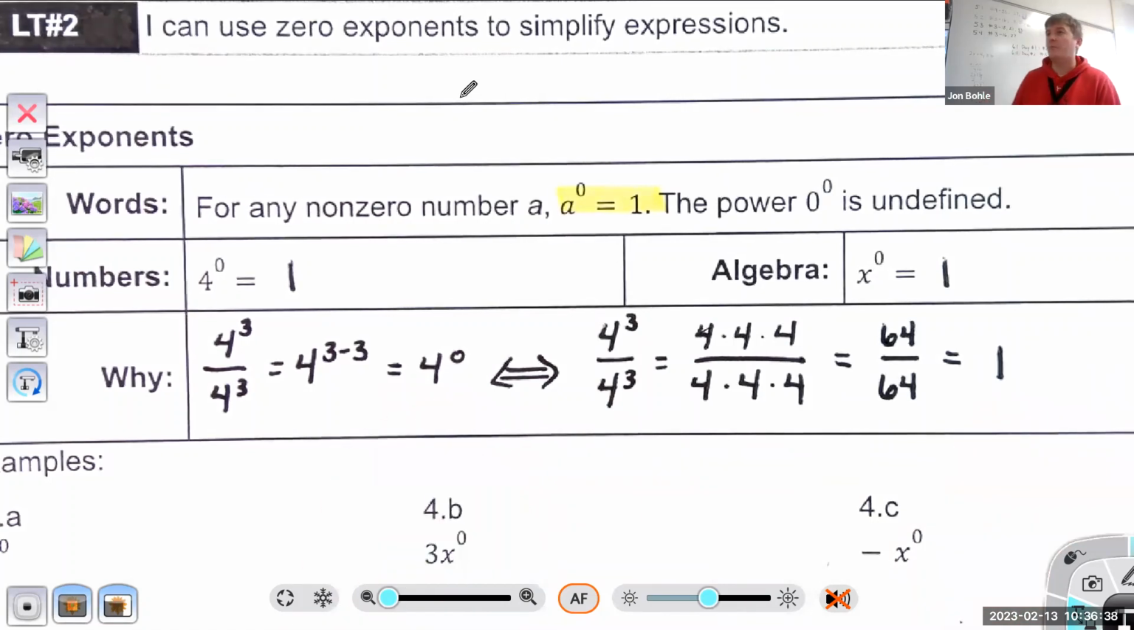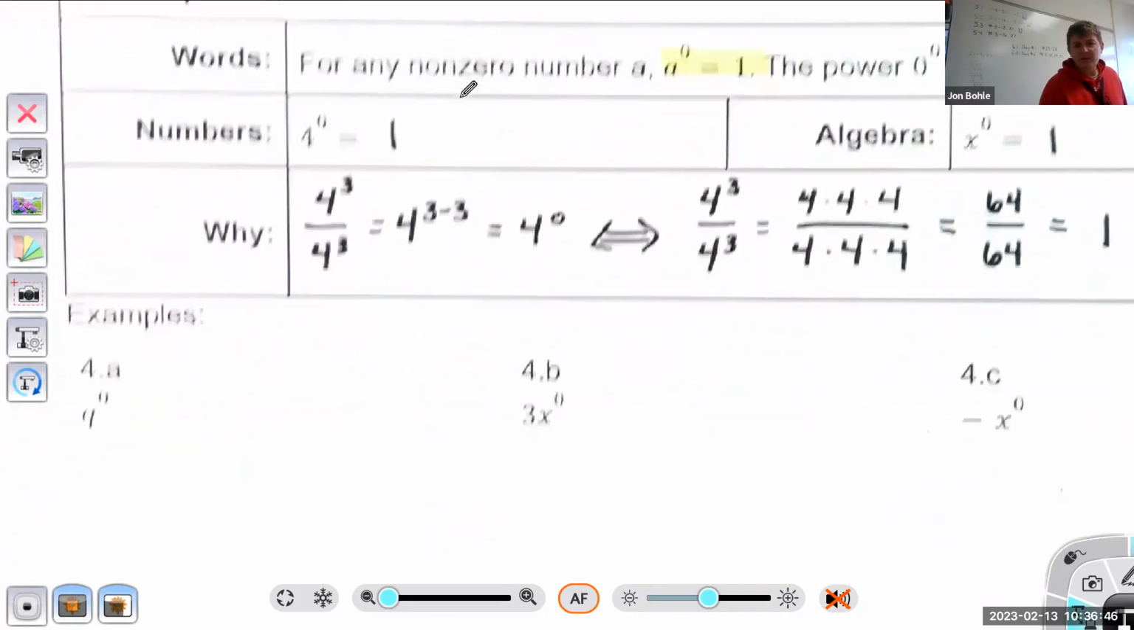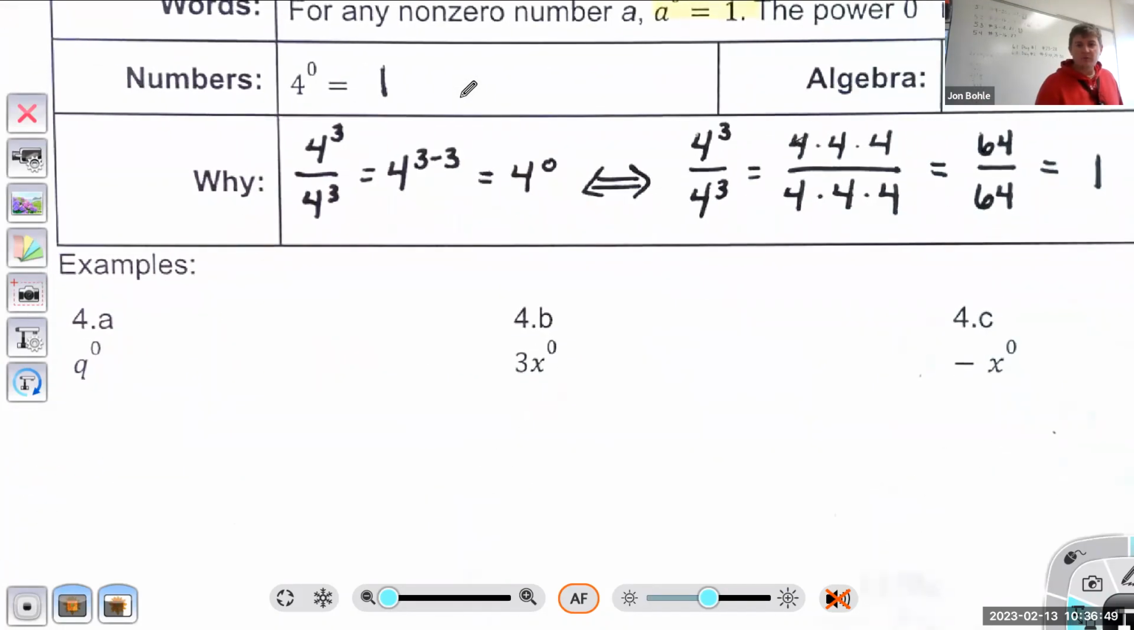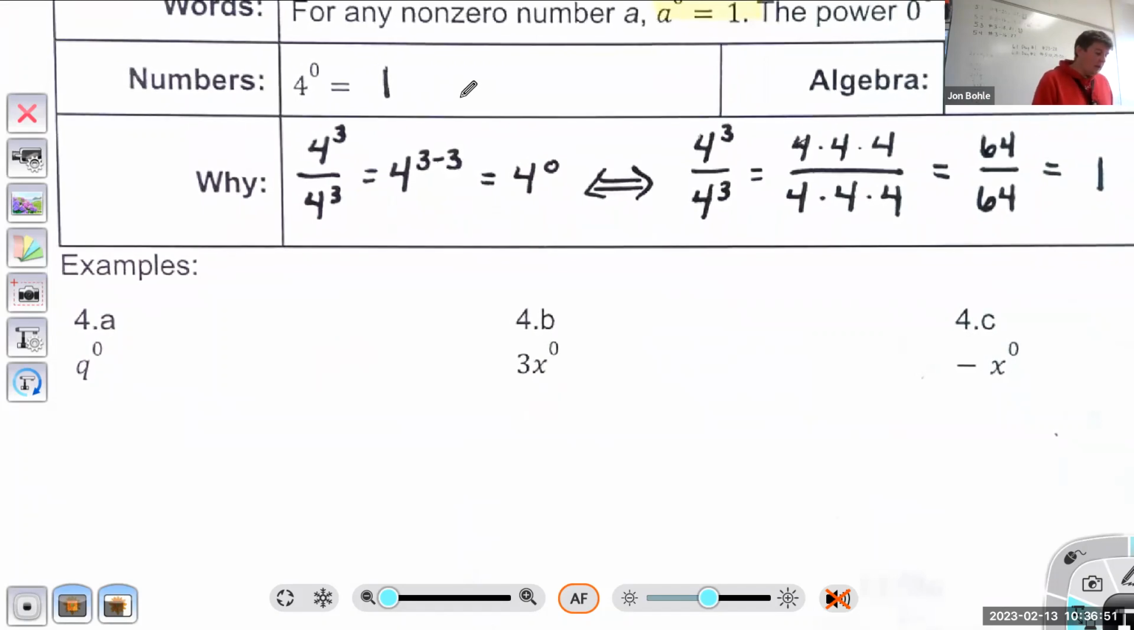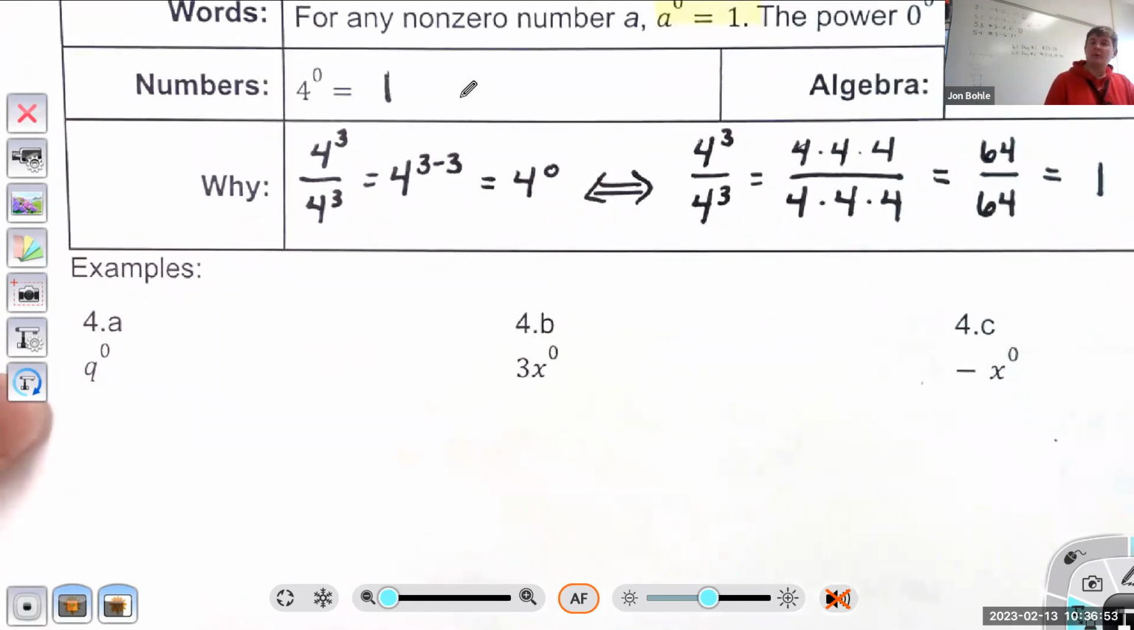Now, if I wanted that to be like a formal proof, I would have to use variables, but you could do the exact same thing. All right. Let's do some examples. More or less like what your learning target stuff's going to be looking like. All right, ready? 4a, q to the 0 power.